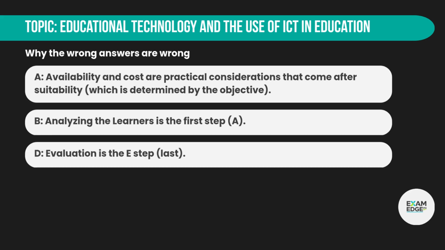Why the wrong answers are wrong? A. Availability and cost are practical considerations that come after suitability, which is determined by the objective. B. Analyzing the learners is the first step, A. D. Evaluation is the E step, last.